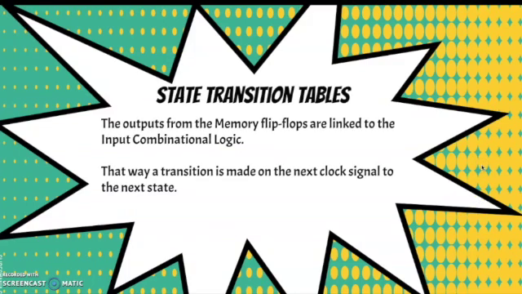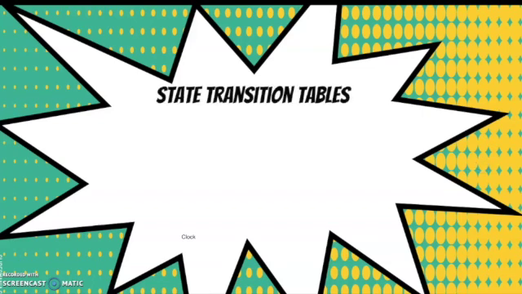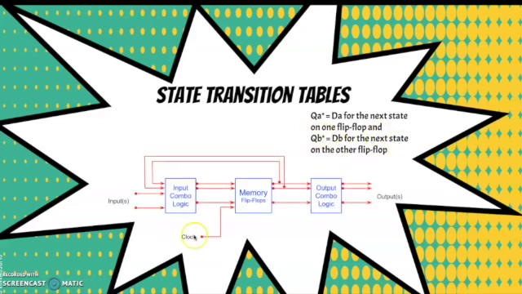So for state transition tables, the outputs from the memory flip-flops are linked to the inputs of the combinational logic. That way a transition is made on the next clock signal to the next state. So what we're saying here is that QA equals DA for the next state on the flip-flop, and QB equals DB for the next flip-flop.